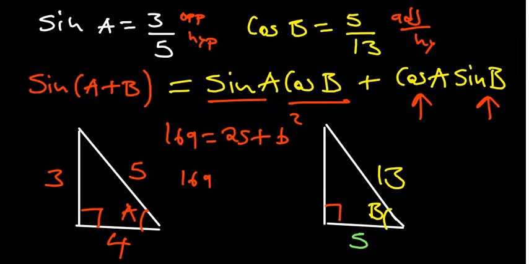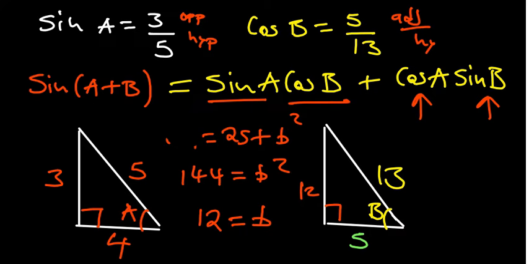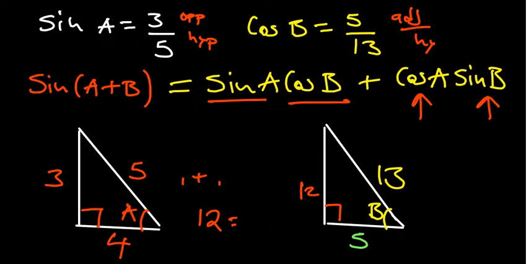144. So b squared, of course, we have plus or minus 12. 12 times 12, I believe, is 144, right? Yeah. So 12 is b. So we have 12 there. So we now have found all the missing sides.